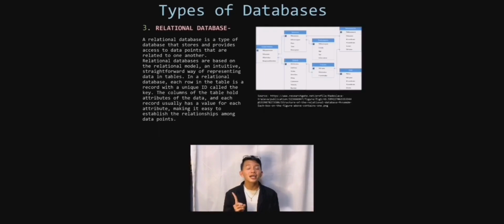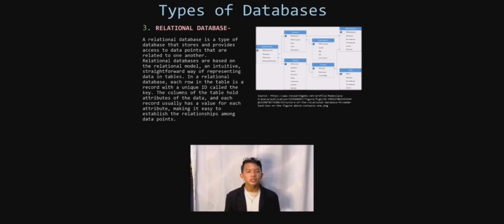And the last type of database is the relational database. A relational database is a type of database that stores and provides access to data points that are related to one another. Relational databases are based on the relational model, an intuitive, straightforward way of representing data in tables. In a relational database, each row in the table is a record with a unique ID called the key. The columns of the table hold attributes of the data, and each record usually has a value for each attribute, making it easy to establish the relationships among data points.